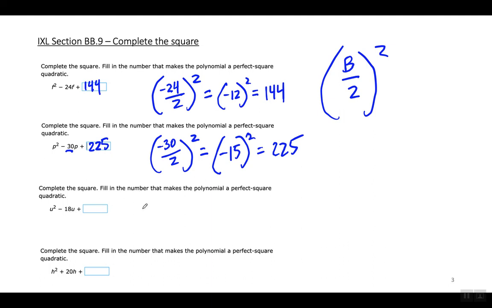All right, so right here in this one, we got negative 18. So divided by 2 and square it. Negative 18 divided by 2 is negative 9, and negative 9 to the second power is 81.